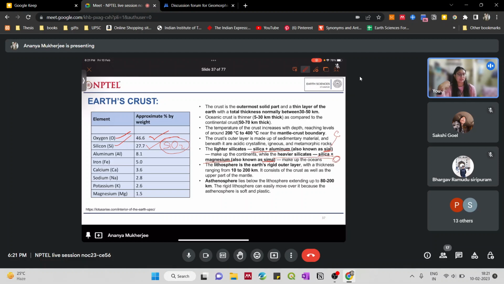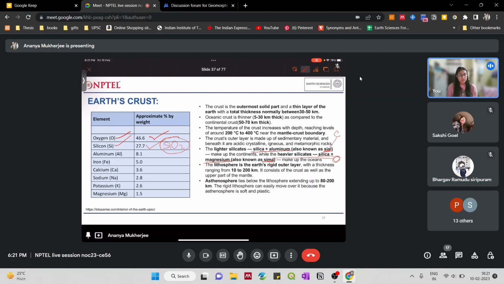So that is why we see that the continental crust is thicker but lighter, and the oceanic crust is thinner but denser. We will understand the effects of these density variations when we come to plate tectonics and see how it affects the plate movements, the movements of the tectonic plates.